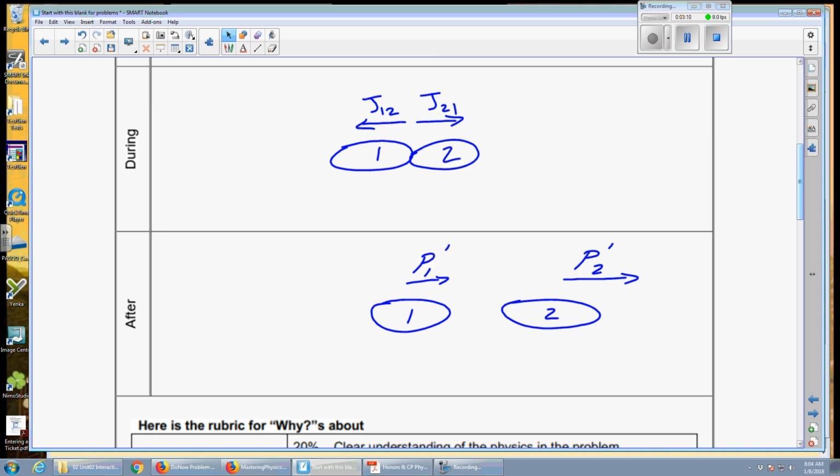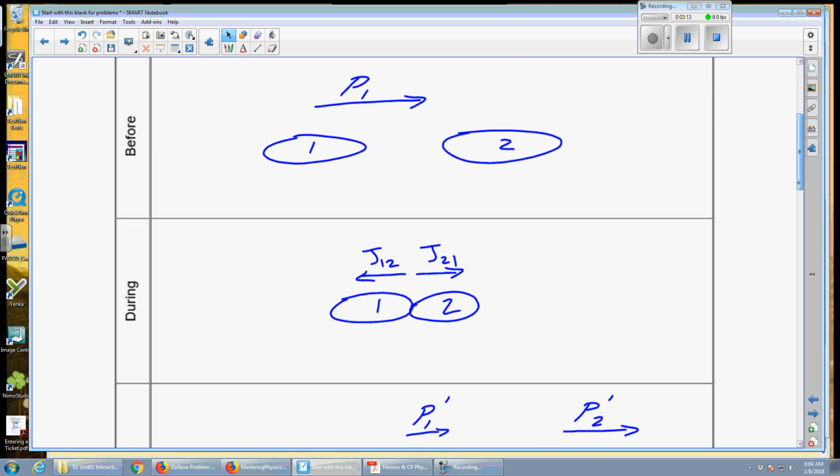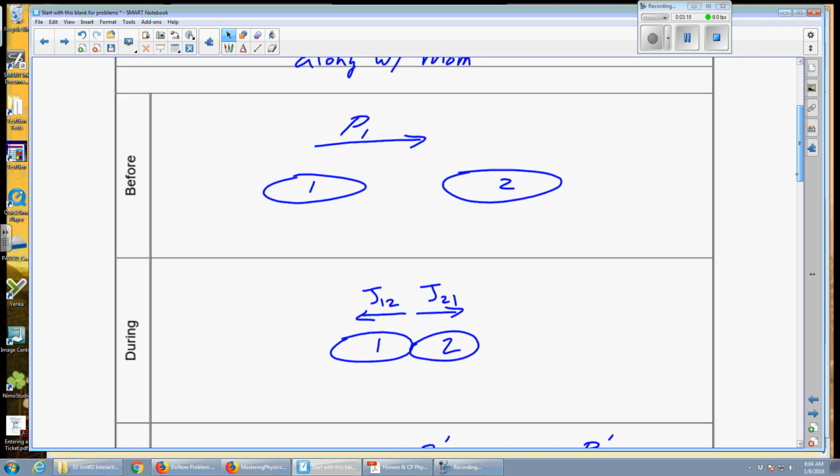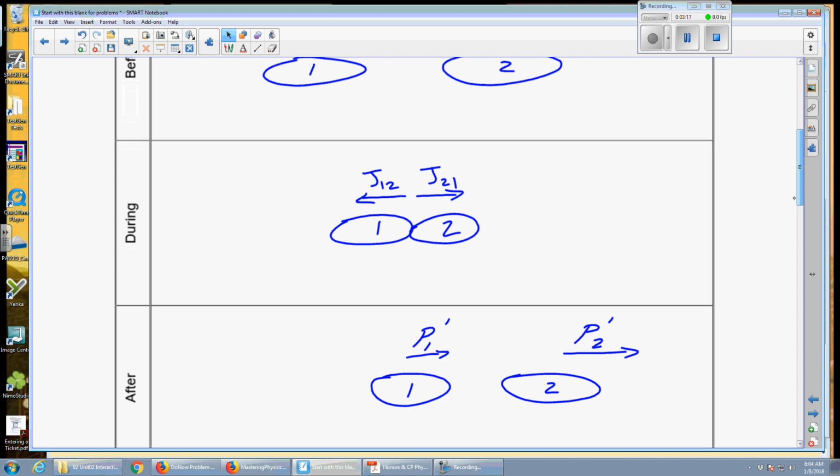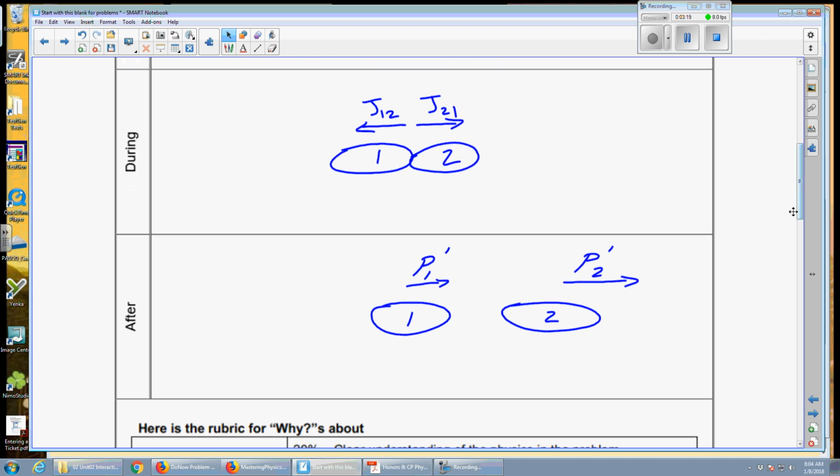So those are the diagrams. Can't get all 3 in there, but before, during, and after, with all of my momentums, not my velocities, not my other things. I could add in the masses there if I wanted, but those vectors have to be labeled as momentums and impulses for credit.